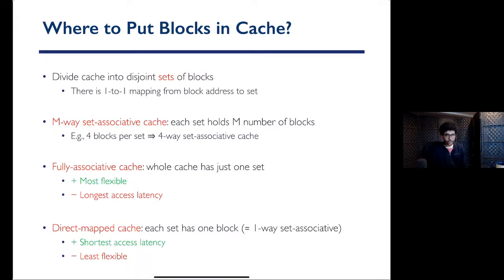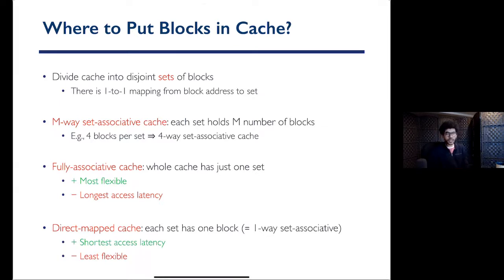Now, if I compare these two different points in the spectrum, a fully associative cache is very flexible because each memory address could go anywhere in the cache, because all the blocks belong to the same set. So every memory address could go anywhere in the cache. With a direct map cache, each memory address is mapped to a single block. So I don't have many options.